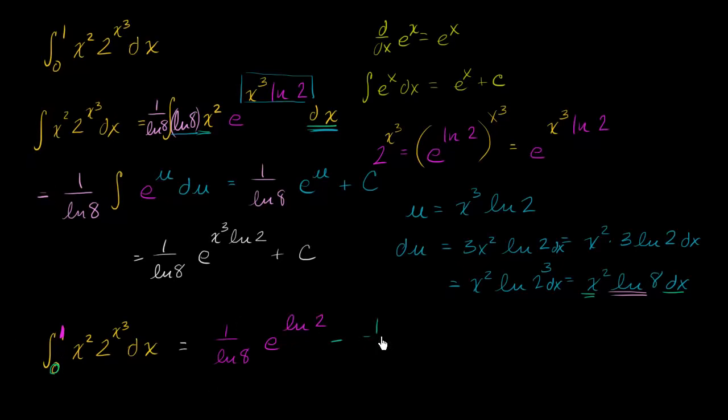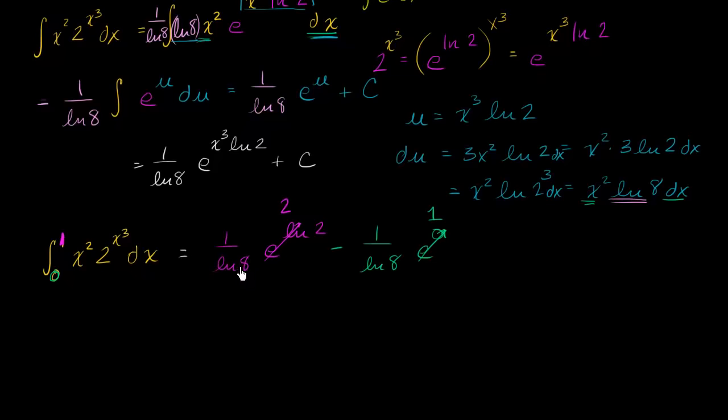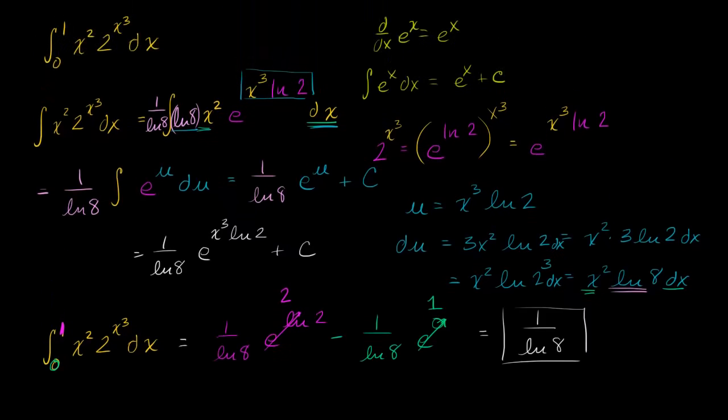So it's going to be 1 over the natural log of 8 times e to the, well, when x is 0, this whole thing is going to be 0. Well, e to the 0 is just 1. And e to the natural log of 2, well, that's just going to be 2. We already established that early on. This is just going to be equal to 2. So we are left with 2 over the natural log of 8 minus 1 over the natural log of 8, which is just going to be equal to 1 over the natural log of 8. And we are done.